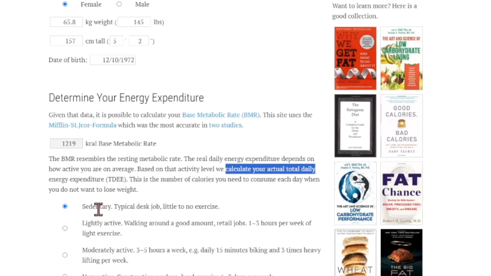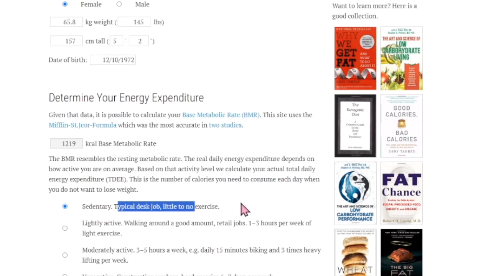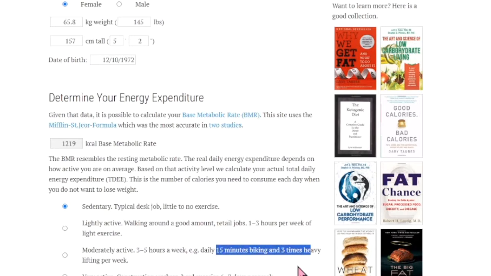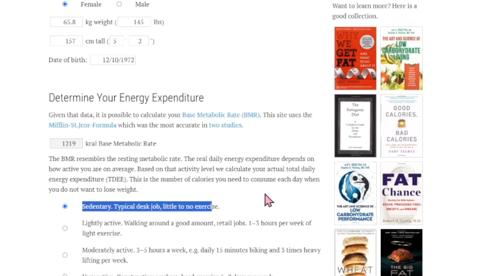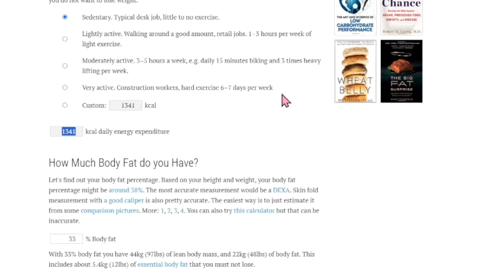So are you sedentary, which is like working at a desk job every day and you're not exercising at all? Lightly active, walking around a good amount of time. Moderately active, 3 to 5 hours per week, for example, daily 15 minutes of biking and 3 times heavy lifting per week. Or very active, such as a construction worker or somebody that's working a really hard manual labor job. So I choose sedentary so that I can see what my base calories should be. And then if I add in any exercise, I know in my mind that that's just going to give me a little bit of extra cushion. So that came up with around 1,300 calories that I need just to maintain my weight.